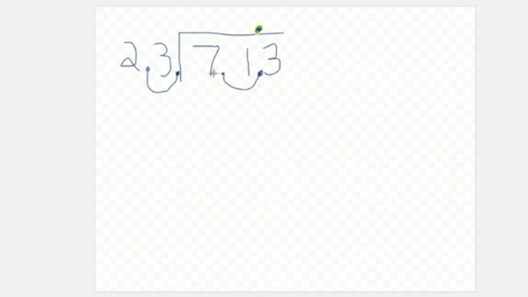So 23 doesn't go into 7, but it does go into 71 3 times. 3 times 23 would be 69. Then we subtract. We have 2 left over. And then we bring down.